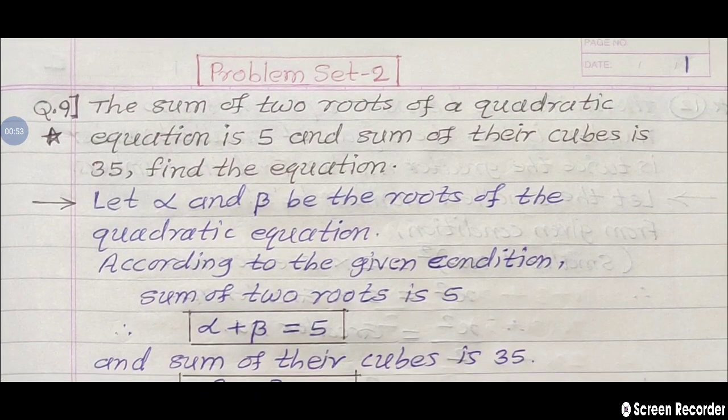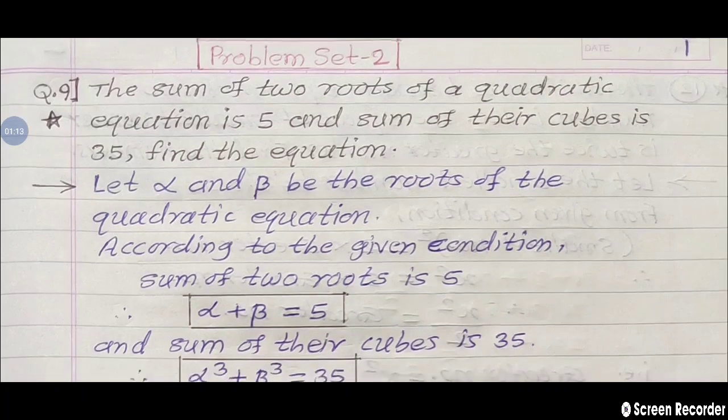Question number 9. The sum of two roots of a quadratic equation is 5 and the sum of their cubes is 35. Find the equation. When you solve word problems, that is, applications related to quadratic equations, read the question carefully. First of all, understand what is given in the question and then start to solve.